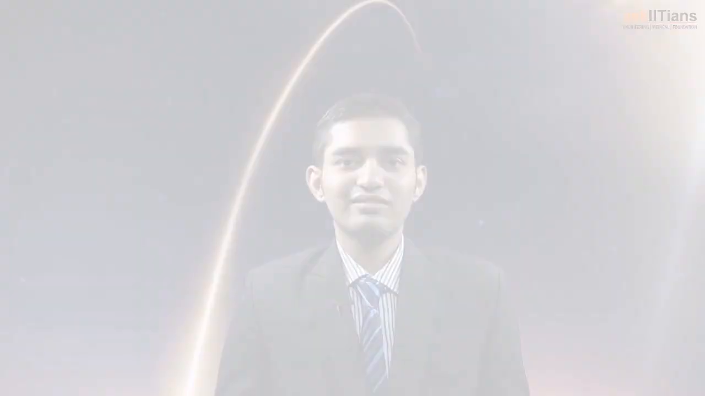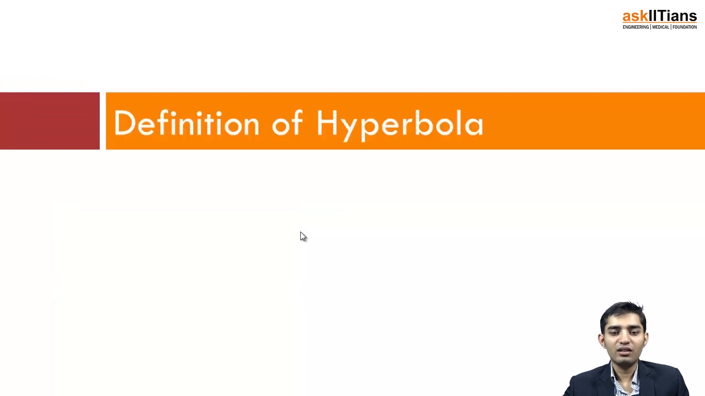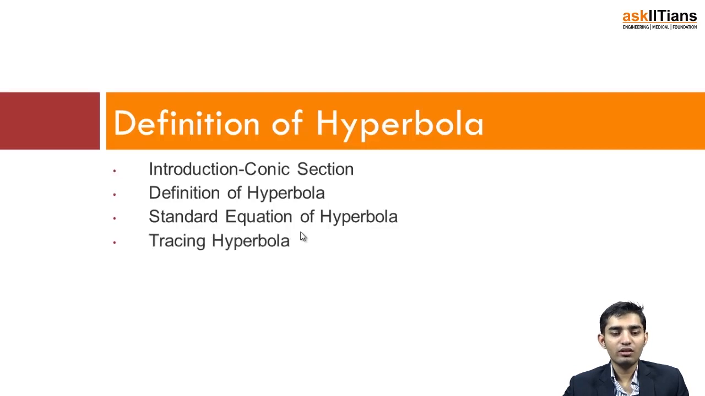Alright guys, so let us start with the topic hyperbola. The first part is the definition of hyperbola. Under this section, I will give you an introduction to the conic section. Why does this chapter come under conic section? Why are ellipse, hyperbola, parabola, all these called conic section? Then I will tell you the definition of hyperbola and the standard equation of hyperbola. We will derive the standard equation, and then see how to plot a hyperbola.